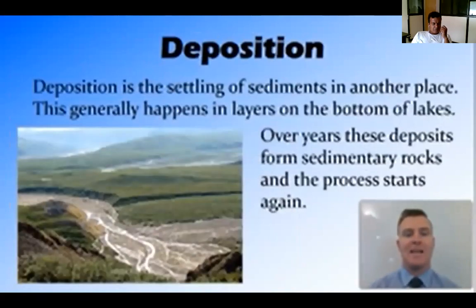Deposition is the settling of sediments into another place. We've taken those sediments from the rock where it was weathered, and it's then eroded to another place. Deposition is depositing those sediments on the floor of another place, and usually this occurs on the bottoms of lakes and saltpans, things like that. Over years, the sediments can cement together and form new sedimentary rocks. This process starts all over again.